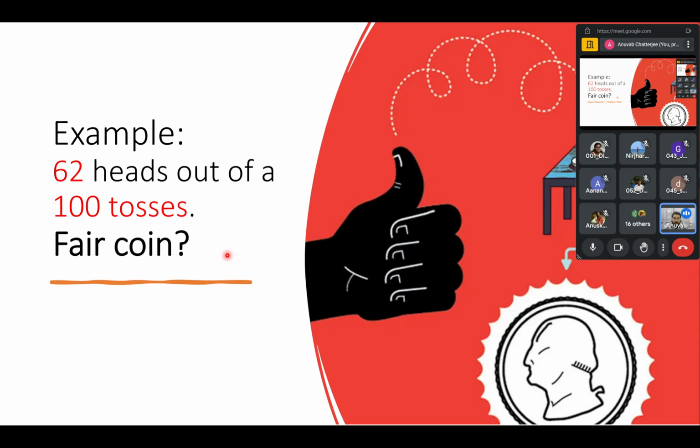So you want to reject the null and figure out if you can reject the null, then you will actually say that the coin is not fair. If you accept the null, then you will say that the coin is fair and nothing is a problem.